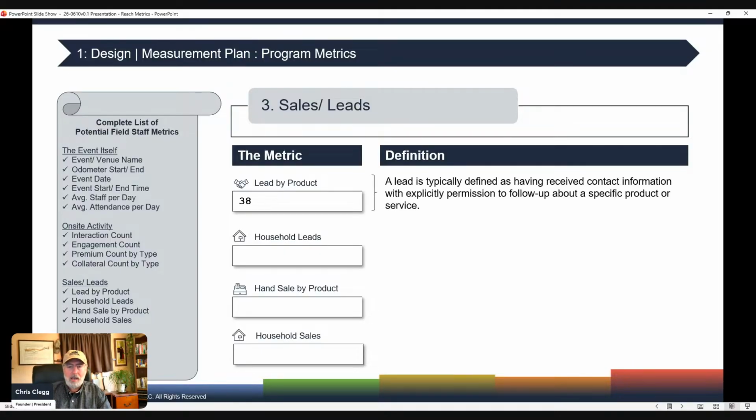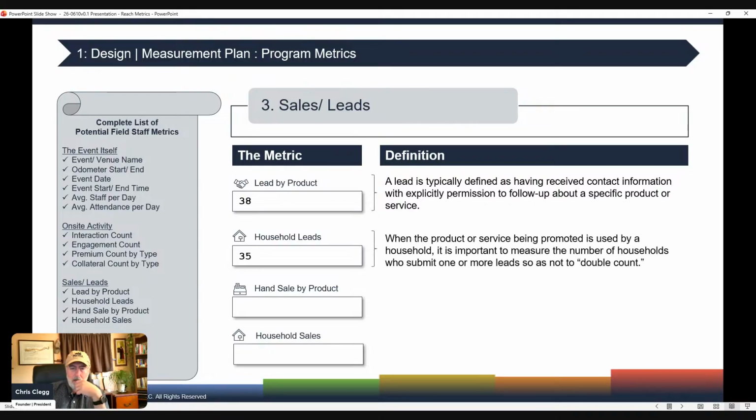And then when you're talking about sales, it's the same thing. When you're talking about the ability of selling a product like hand sales on site, it's by product or it's by household, depending on the category that you're activating in.